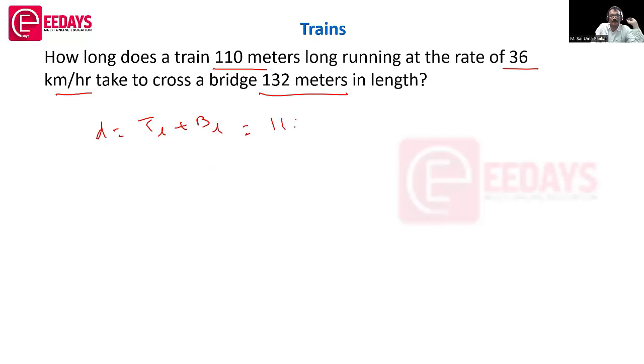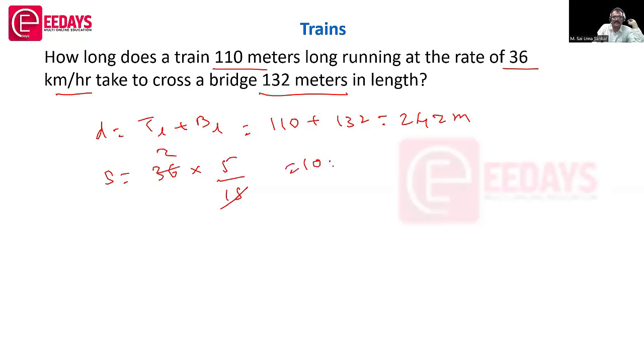So that is equal to 110 plus 132, that is equal to 242 meters. What is the speed? That is 36 kilometers per hour into 5 by 18. So this is equal to 10 meters per second. Now what we require? We require the time. What is the time? That is equal to distance by speed. What is the distance? 242.